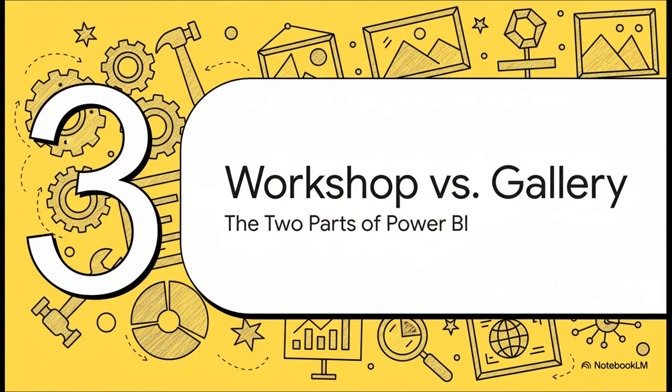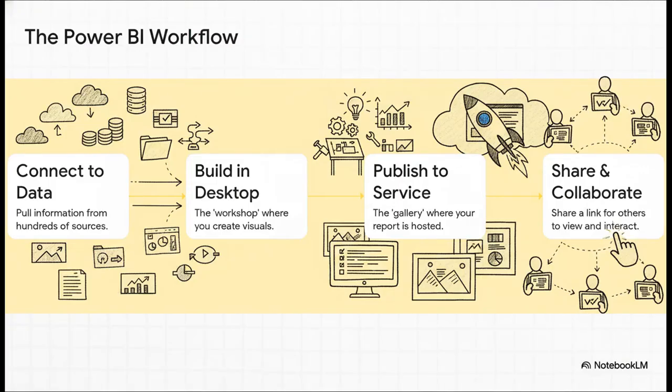Now, to really understand how Power BI works, it helps to think of it in two main parts. I like to call them the workshop and the gallery. Trust me, this little analogy makes the whole system so much easier to grasp. So here's how it all flows. First, you connect to your data. Then, you use that free Power BI desktop app. That's your workshop. It's where you do all the heavy lifting. You clean up the data, design your charts, and really craft your story. Then, once it's perfect, you hit publish. That sends your report up to the Power BI service, which is the online gallery. From there, you just share a simple web link with your team, and they can see and play with your masterpiece right in their browser. Workshop to gallery. Simple as that.